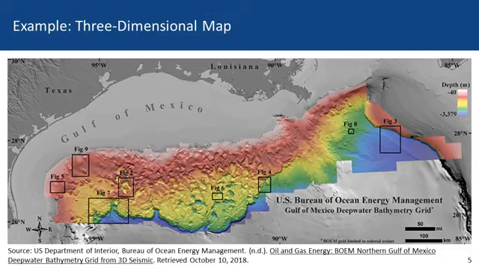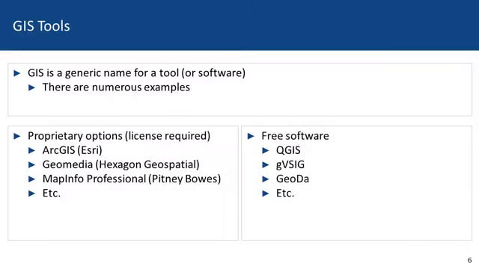This example more powerfully depicts how you can show 3 dimensions on a map. You can see here from the U.S. Bureau of Ocean Energy Management a depiction of an area surrounding the Gulf of Mexico and the sea floor and its different elevations. GIS is a generic name for a tool or software.